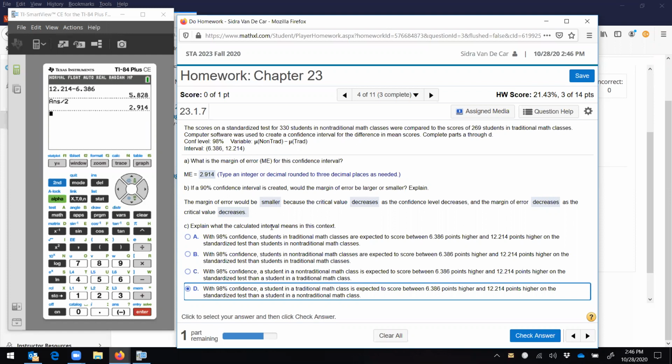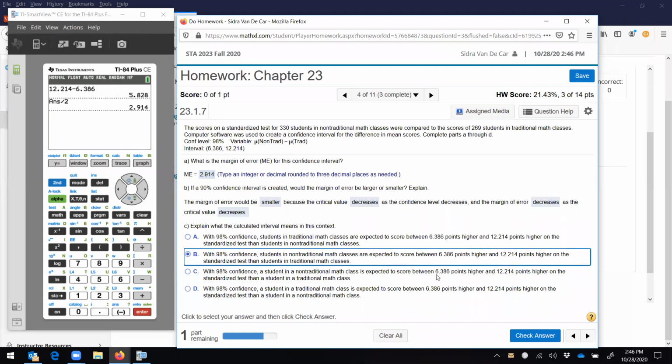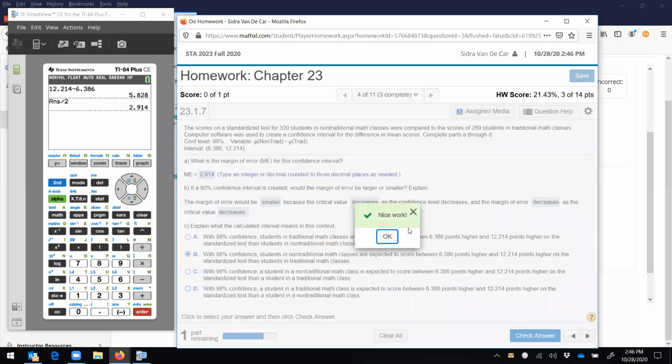So we would say with 98% confidence, students in non-traditional classes are expected to score between 6.386 points higher and 12.214 points higher on standardized tests than in traditional math courses. What's the difference between these students? This is saying students in general, and this is saying a particular student. So we don't want a particular student. Okay, so we should have our answer there.